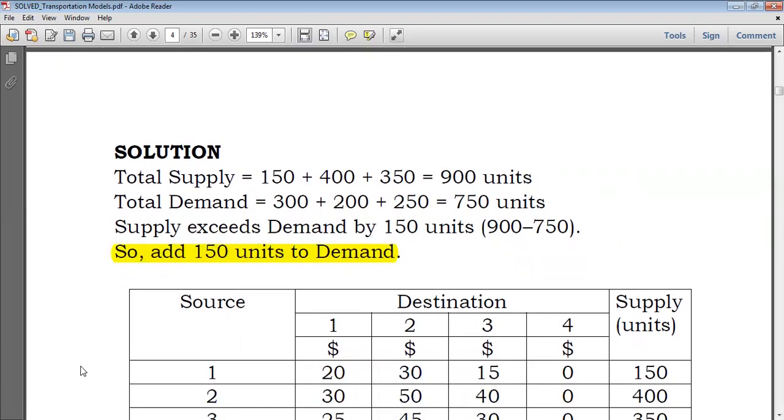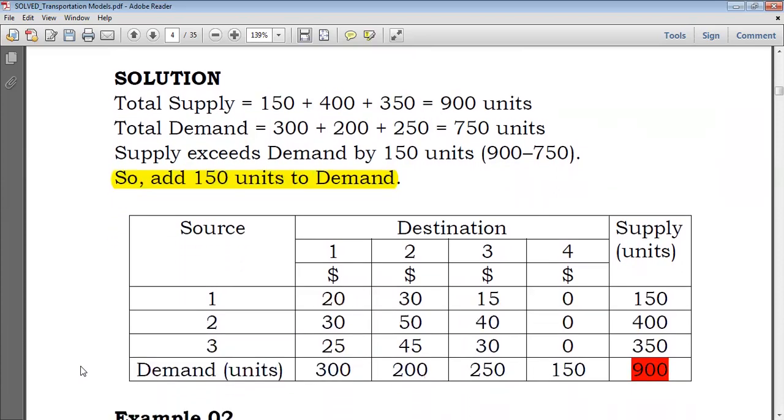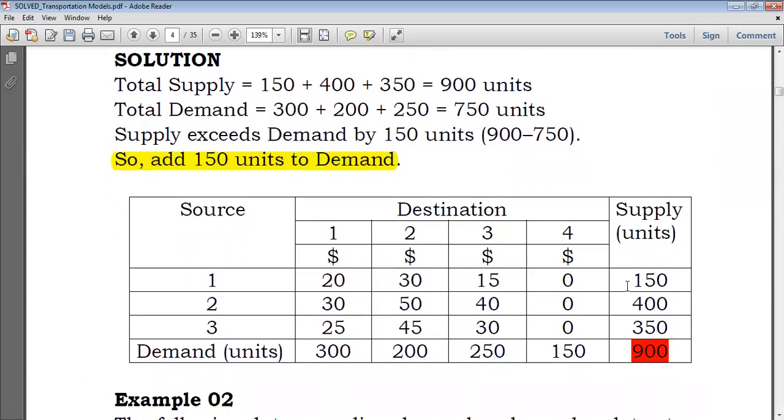So you would have to add another destination. This one plus this one plus this one was 900. And then you had the destinations 300, 200, and 250, which is 750. Then you have to add this 150 that is here, so as to make it 900.